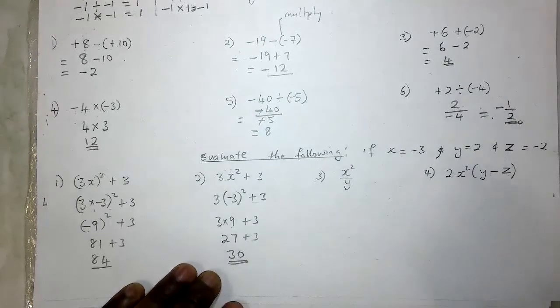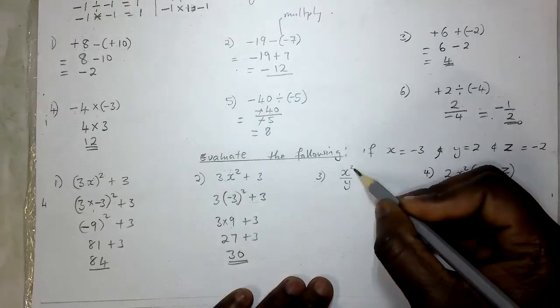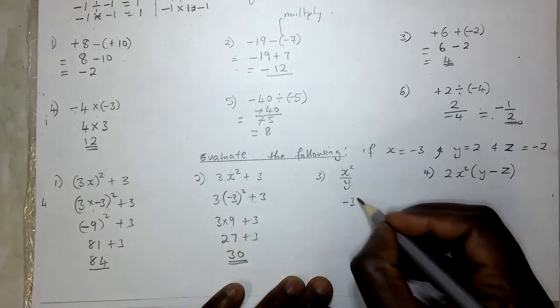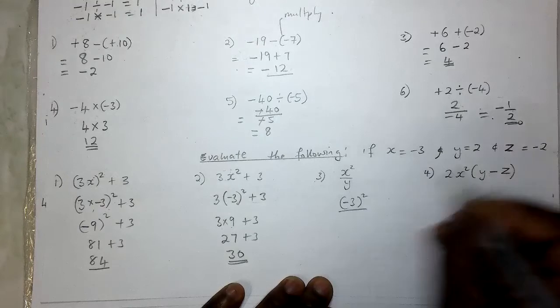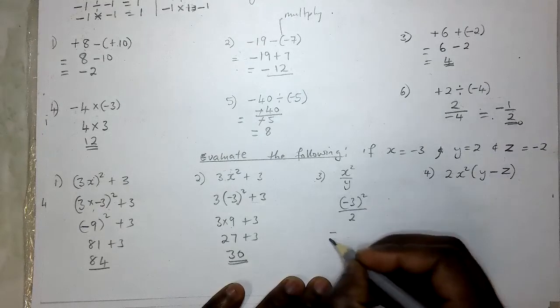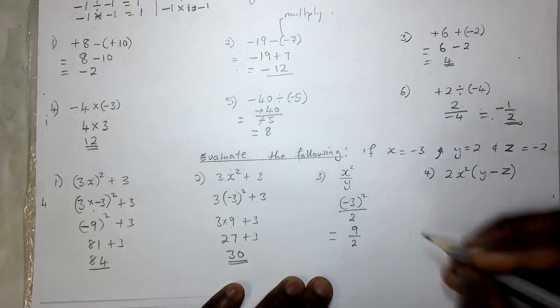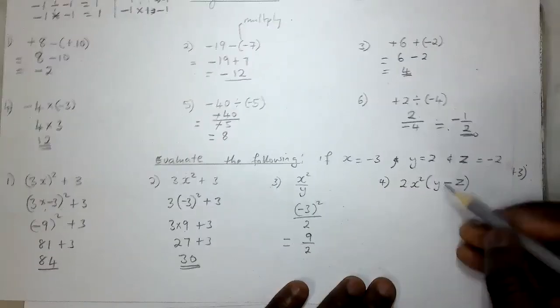That's what we get there. Then x squared over y. What is our x squared? Negative 3 squared over what is y? It is 2. Then what are we going to get? It's going to be 9 over 2. Okay, that's our answer. Then we move on to the next one.